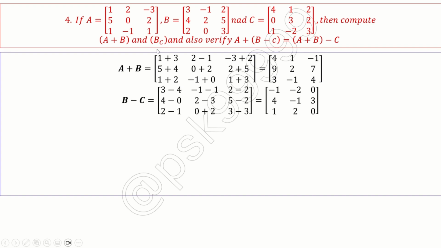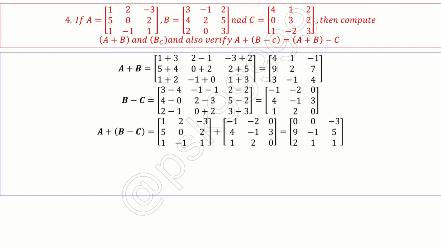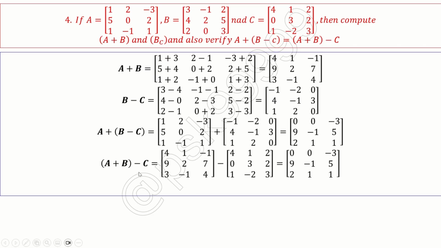Sorry, I made a mistake here. This is B minus C. Okay. And A plus B minus C. Okay. This is my A plus B minus C. Okay. This is my A plus B minus C. Are they the same both? That's important. Yeah, both are the same. Correct. So we can verify it. We can say that A plus B minus C equals A plus B minus C is verified.